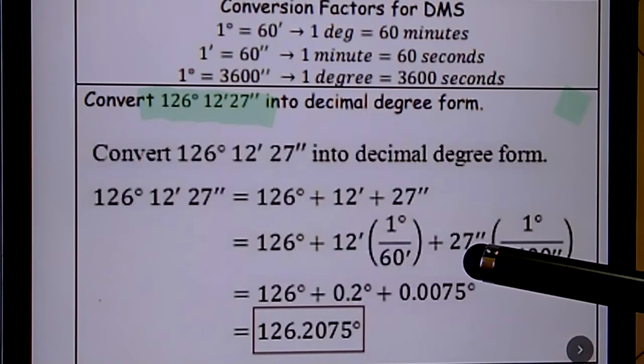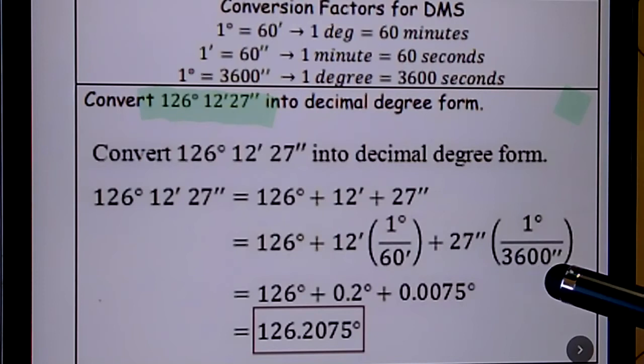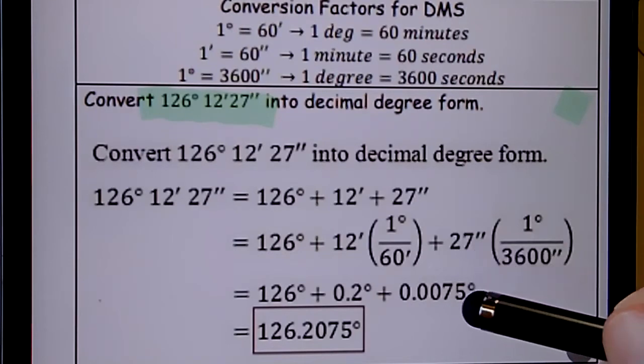Now my 27 seconds, again, I'm trying to convert this to degrees, and there are 3,600 seconds in 1 degree. Okay, so 1 degree is the same as 3,600 seconds. So I multiply these together and I get 0.0075.